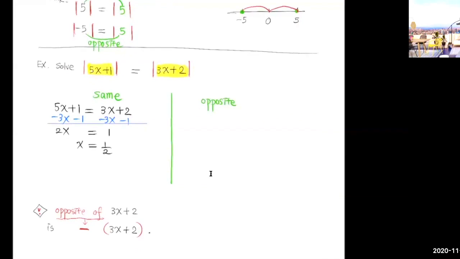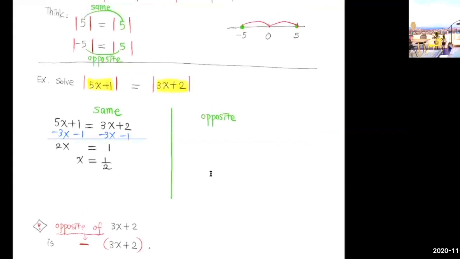Now on the other side, if they're opposite, let's think about how to express opposite. We will say 5x plus 1 equal to what? Equal to the opposite of this 3x plus 2, right? So how can I express the opposite of 3x plus 2? Let's practice on this, okay? If it's x, then the opposite of x is what? You just multiply everything by -1. Yeah, so it is negative, right?